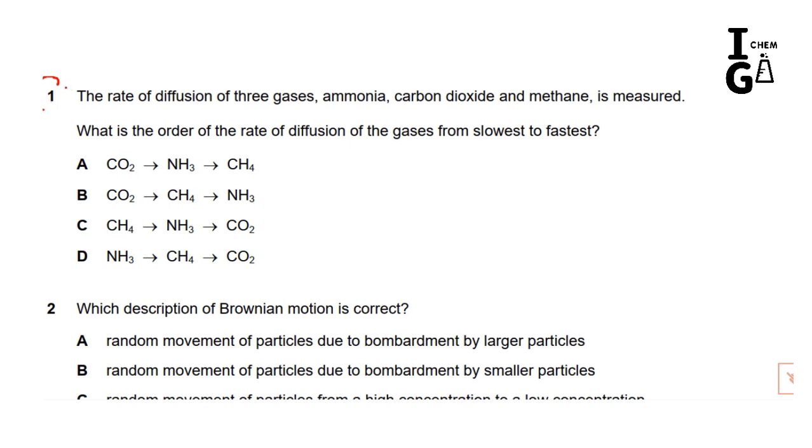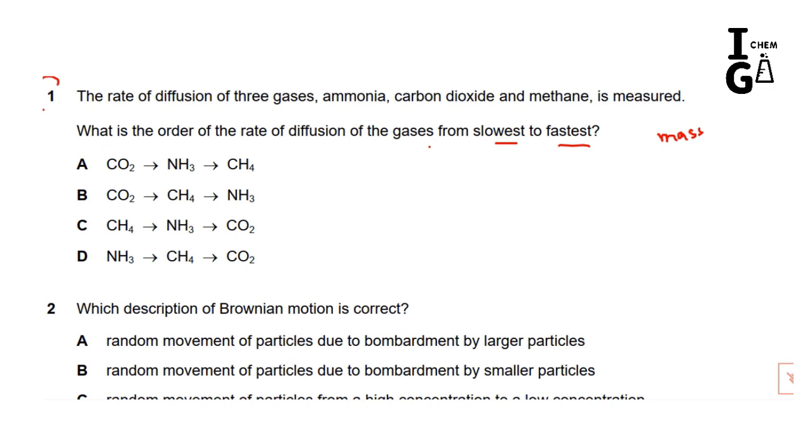So this is number 1. Here the rate of diffusion of 3 gases, ammonia, carbon dioxide, and methane, is measured. What is the order of the rate of diffusion of the gases from slowest to fastest? Guys, the factor we talk about here is the mass of these molecules. So first of all we need to arrange them according to their masses. We need to calculate the mass of each one firstly. Slowest here means the heaviest, and fastest means the lightest.